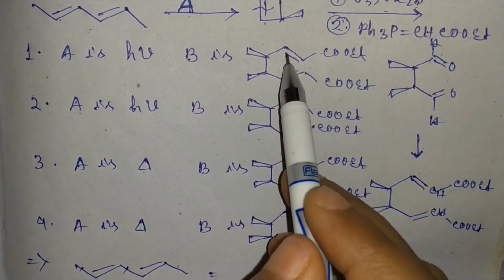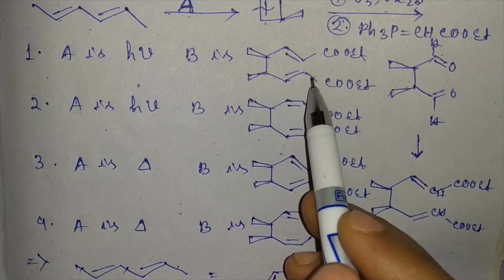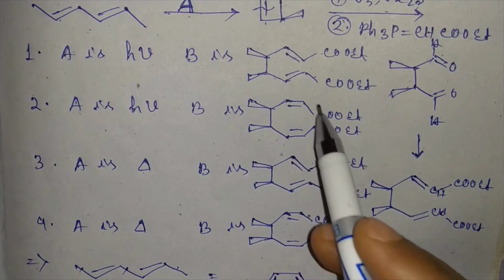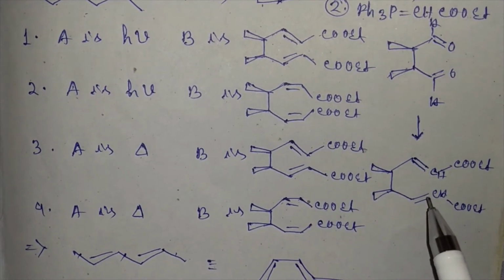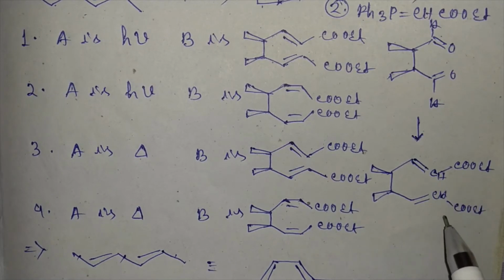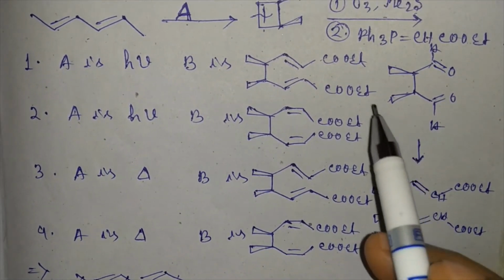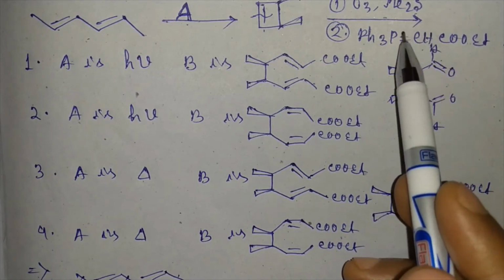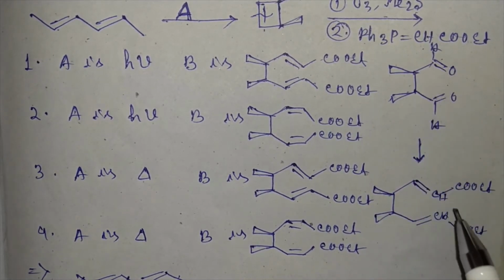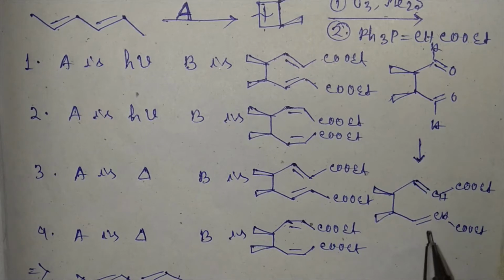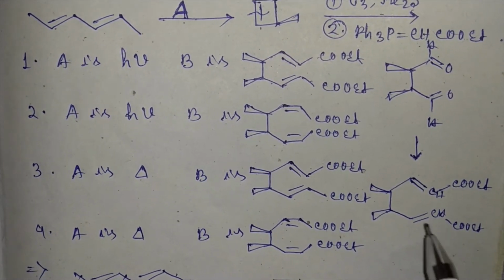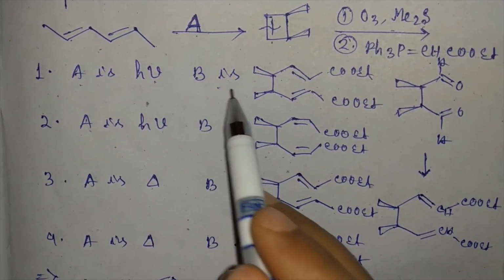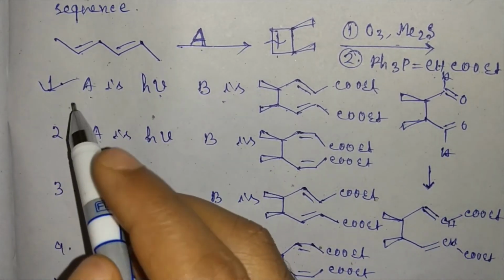Here the configuration of this double bond is trans. It is also trans. So these two are trans, whereas this is cis and this is cis. So we have to identify whether the product will be trans or cis. Now it is very important to know that as the ylide is a very stable ylide, this stable ylide always forms the thermodynamically stable trans compound. So the trans isomer will be the product. So A will be H nu and B will be the trans isomer. This will be the answer.